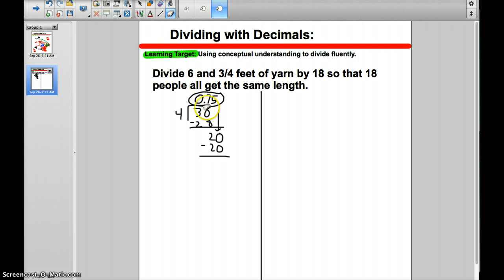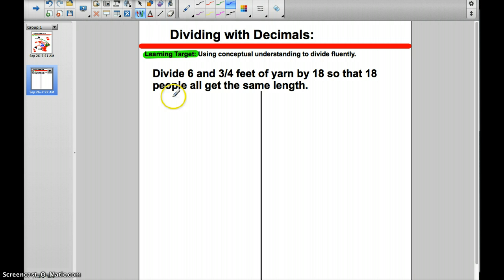I have 6 and 3/4. 3/4 is the same thing as 75 hundredths, so I can write it as 6 and 75 hundredths like this. I won't include the 0, but I will write 6 and 75 hundredths just like this. 6 and 75 hundredths divided by 18. This is the problem that I'm working on right now. I always like to include my label, feet, divided by 18.